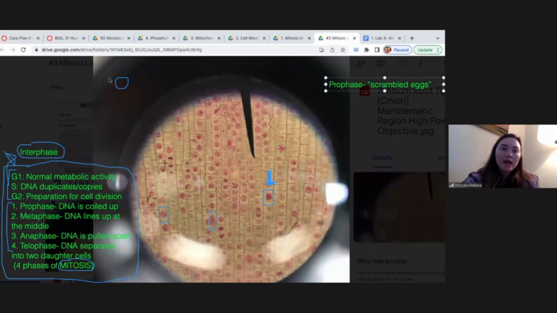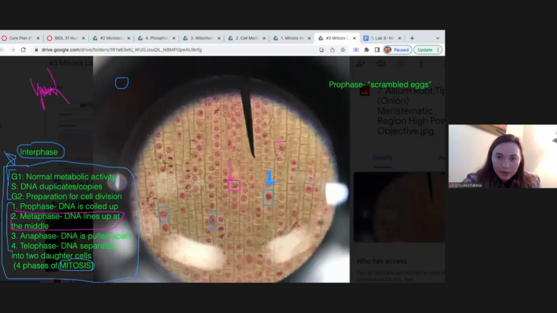So then what did we say happens in metaphase? We'll use a new color. In metaphase, we said DNA lines up in the middle, right? At the middle of the cell. So let's find one that looks like that. This is a metaphase. The DNA is pushing itself towards the middle. Do you see that right here? How the DNA is pushing itself towards the middle. Again, another example here of metaphase with the DNA pushing towards the middle. Okay. And then let's see.